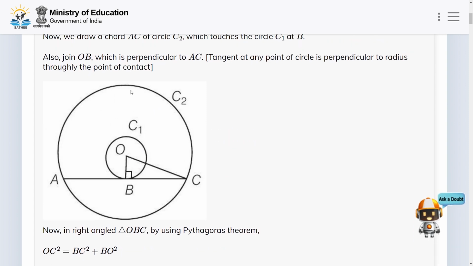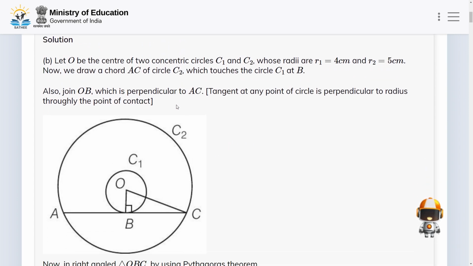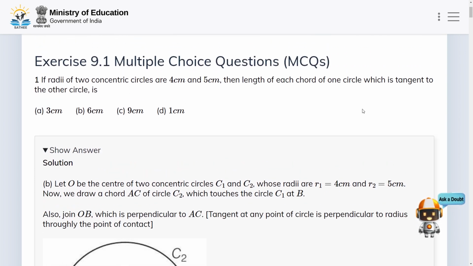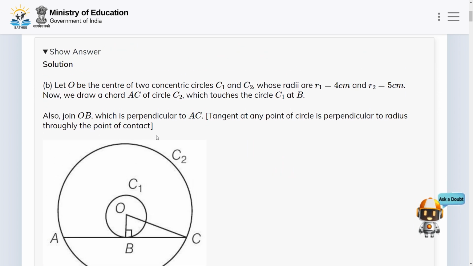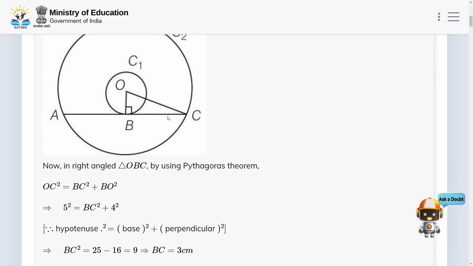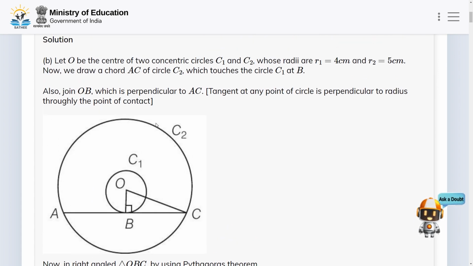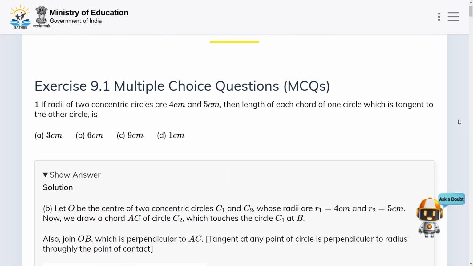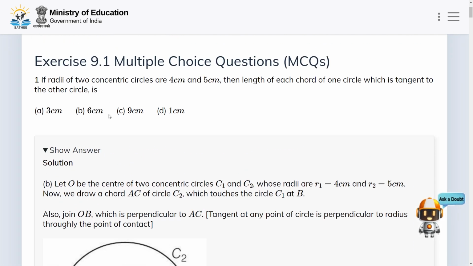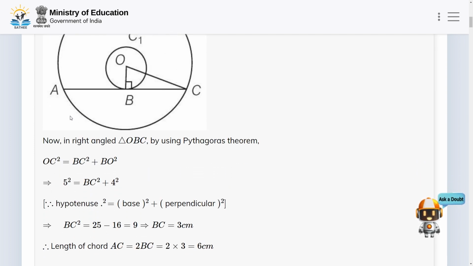So the chord of the circle C2 which is tangent to the circle C1 is 6 centimeter. Here option number B is the correct answer. Now let us see the next question.